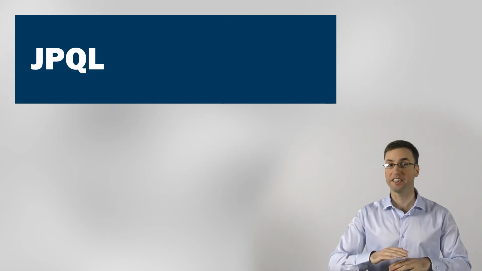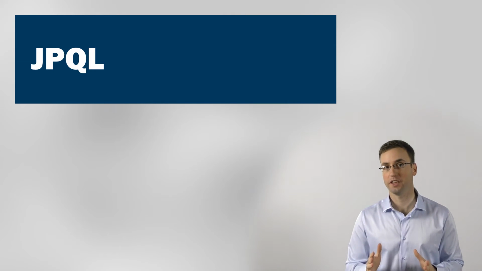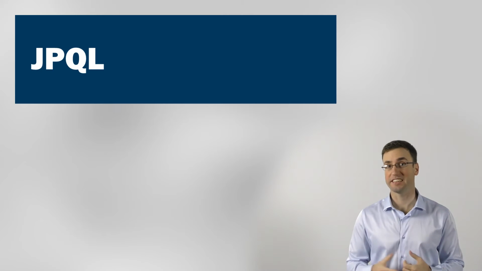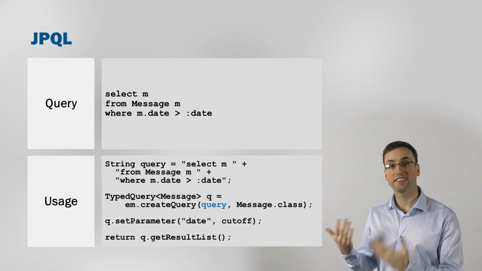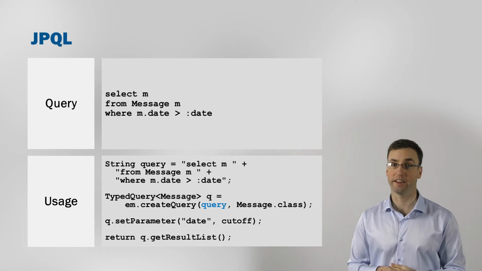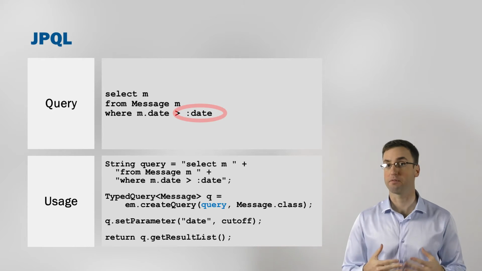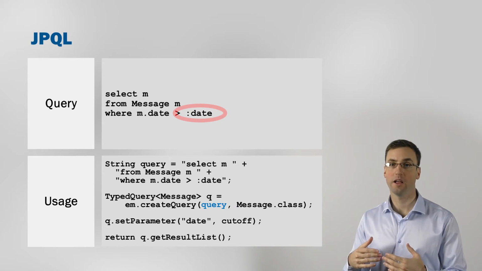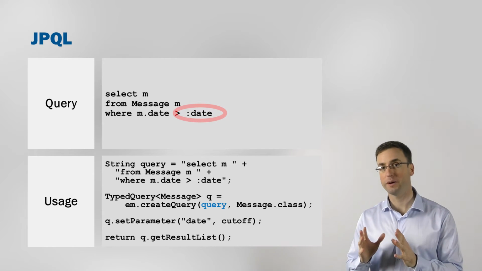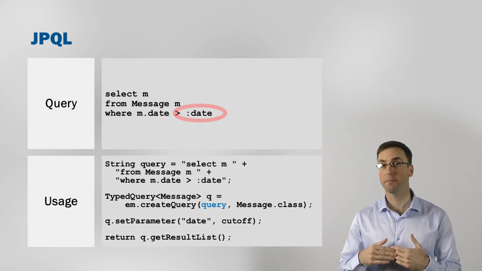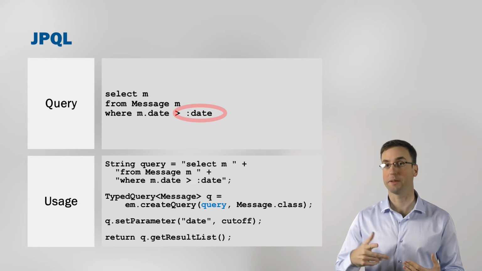Fortunately though, you don't need to learn an entirely new language. JPQL is basically the same as SQL. Here's an example. In fact, this is an example of a parameterized query. The query finds all messages with a date greater than the parameter called date. Remember that in JDBC, parameters are supplied using question marks. JPQL is slightly different in that parameters are given using a colon and then the parameter name.